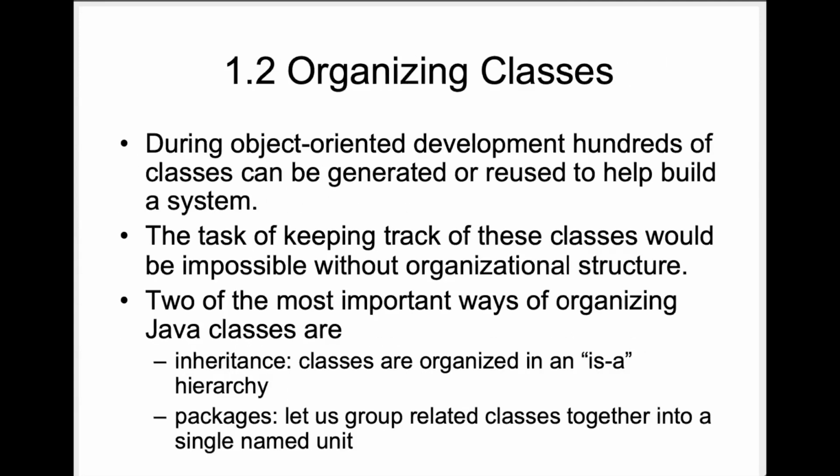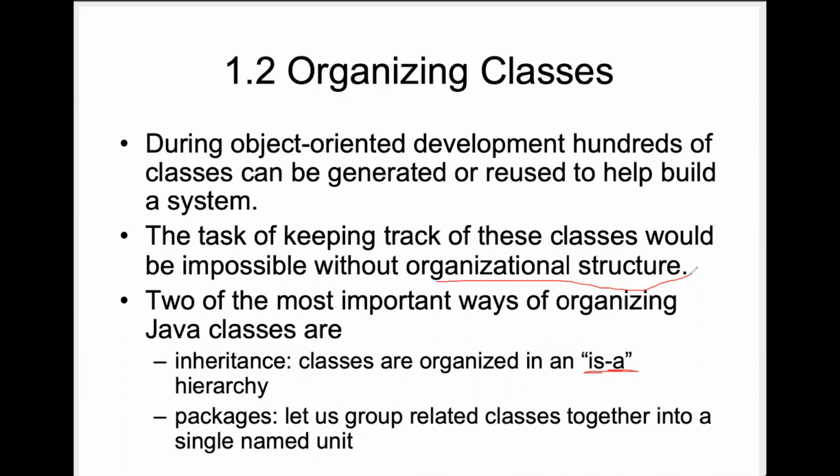So we talked about classes, objects, and application. Let's talk about how we organize them. As I alluded to in my previous video, we talked about the is-A and also the has-A relationship that make up the organizational structure of any software application. The task of keeping track of these classes would be impossible without these organizational structures. Let's start with the is-A relationship.